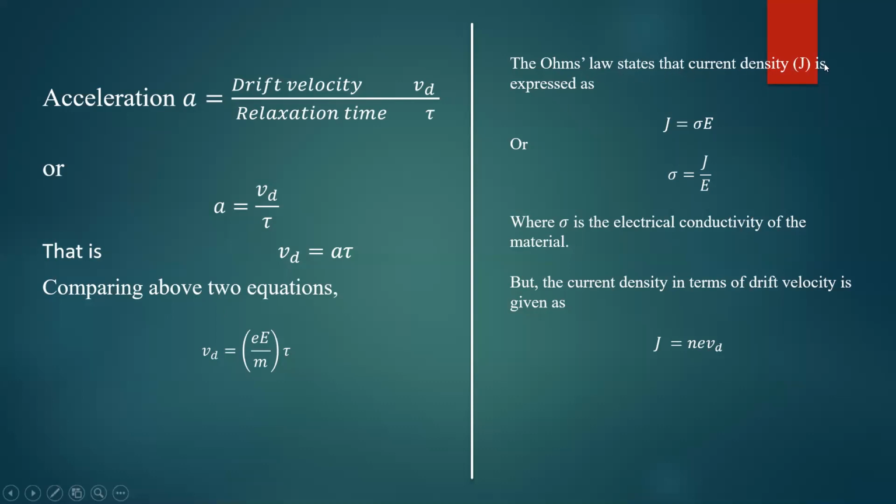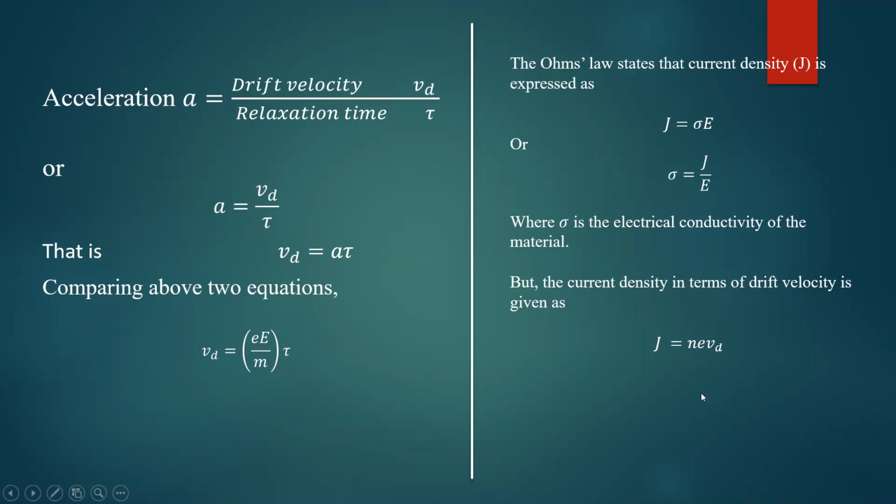Ohm's law states that current density is expressed as J equal to sigma E, or sigma equal to J by E. We need this sigma. Now we'll take another expression for current density, so that we can get the current density.